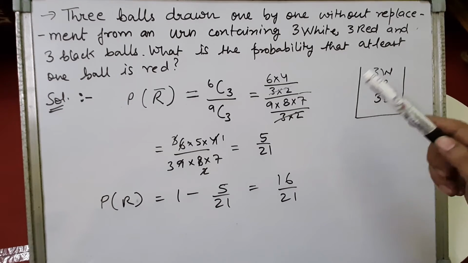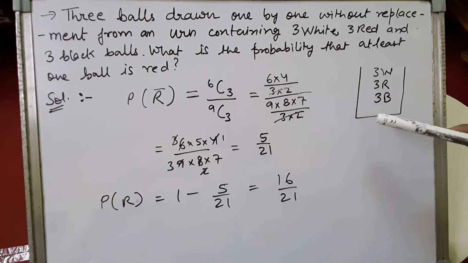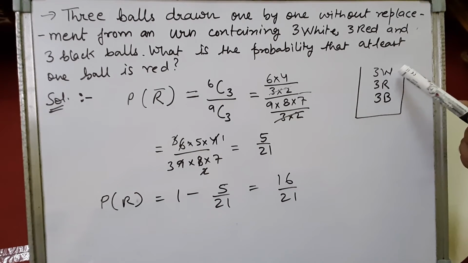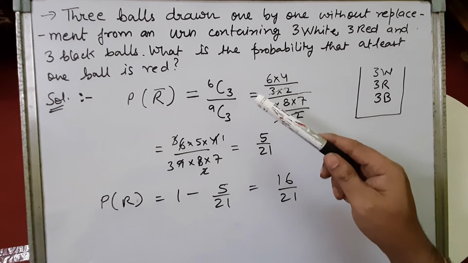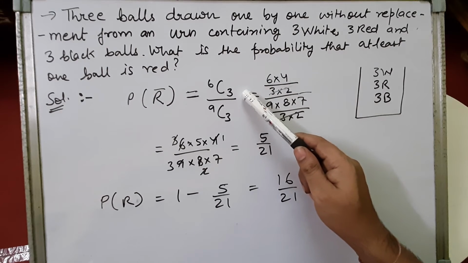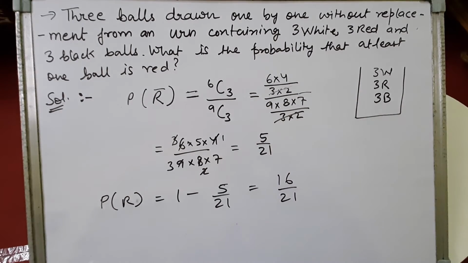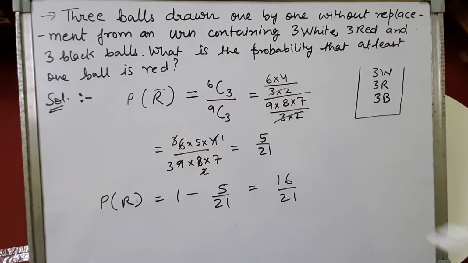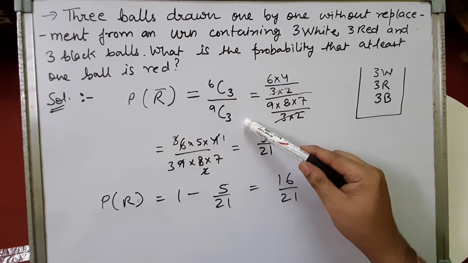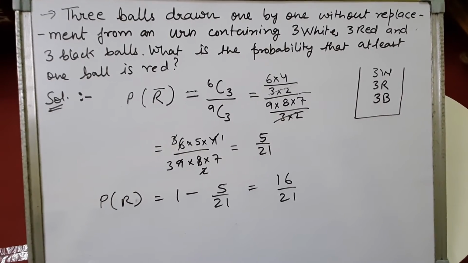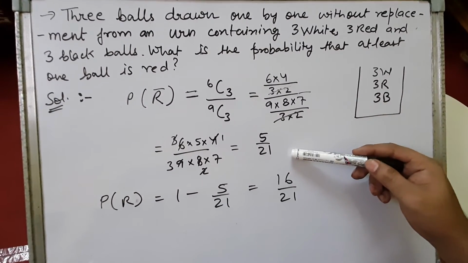So for finding no red ball from the 3 balls drawn, how many non-red balls do we have in the bag? We have 3 white and 3 black balls. Among these 6 balls, we have to draw 3 balls. So in how many ways can we select? We can draw 3 balls from the given 6 balls in 6C3 ways. And the total number of balls we have is 9, so 9C3 will be the total number of ways of drawing 3 balls, right? So when we solve this, we'll get the answer 5 by 21.